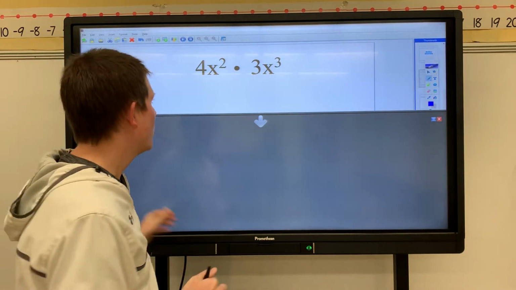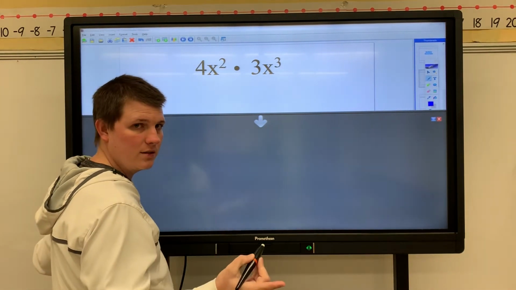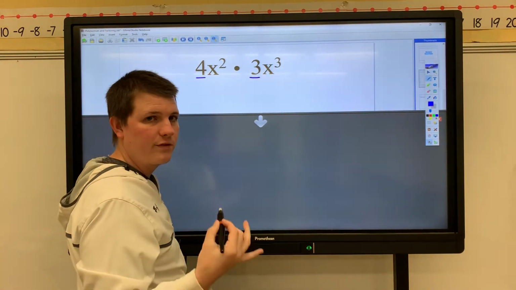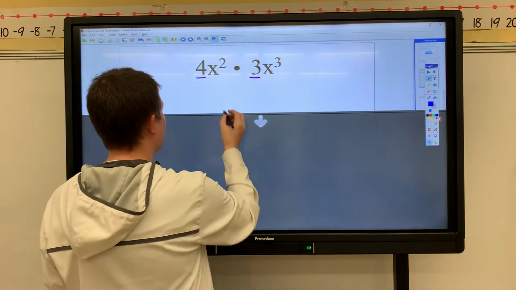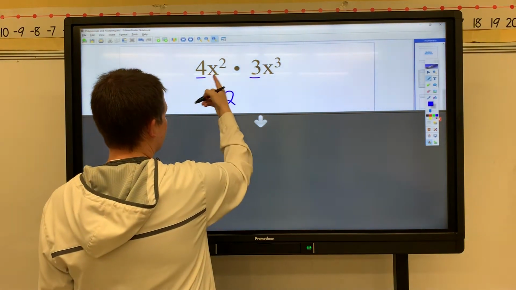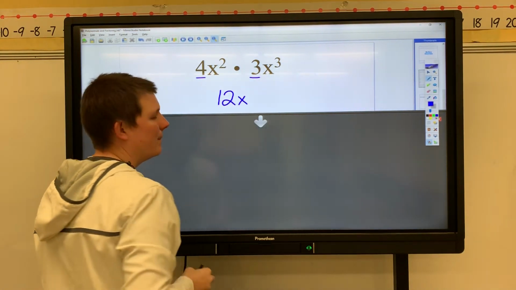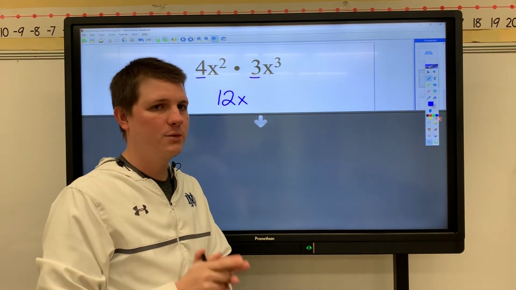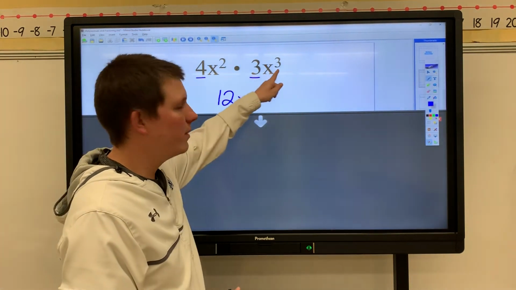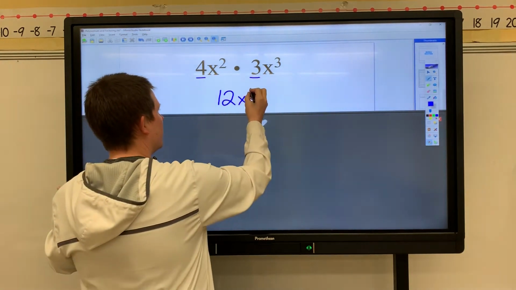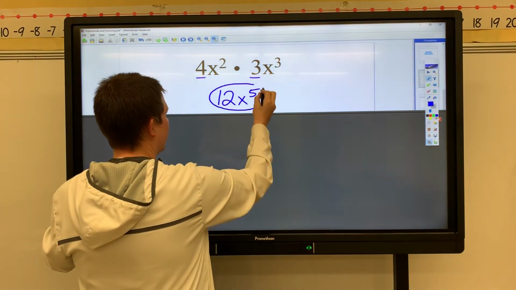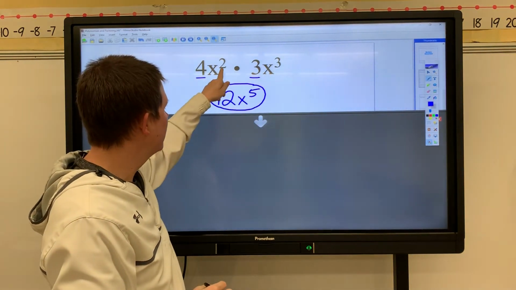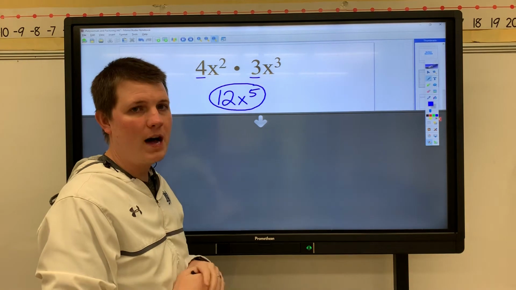What we're going to do is this. We're going to take the coefficients and multiply them. 4 and 3, coefficients are the numbers in front of the variable, and we multiply them together. 4 times 3 is 12. Since they are both x's, we keep the x. But this time we're going to add the exponents together. You have to add the exponents together. So 2 and 3, we add them, make 5. So the answer is 12x to the fifth. We multiply the 4 and the 3. We keep the x. And 2 and 3 added together make 5.